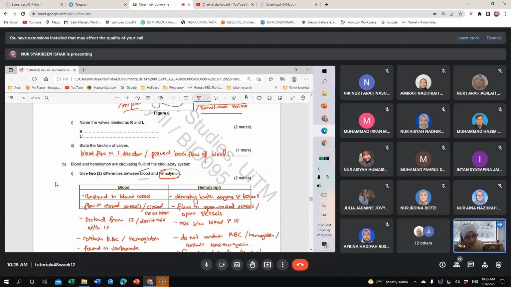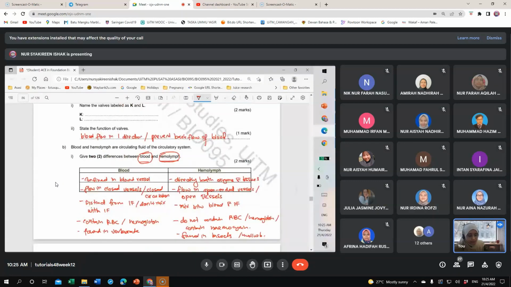Okay, kalau blood, it is confined in your blood vessels. Okay, confined. There is no mixture between interstitial fluid and the blood. Okay, so you have to give 2 difference. Tadi saya dah bagi tahu dah, kan? So for blood, it is confined in blood vessels. Kalau hemolymph, it directly bathes, okay, organs and body tissues.